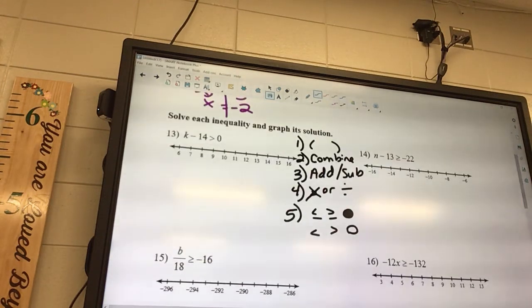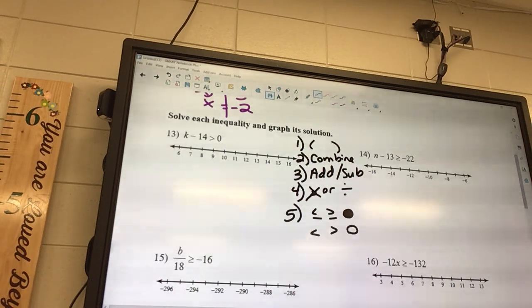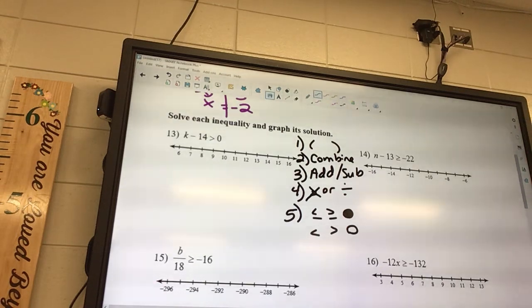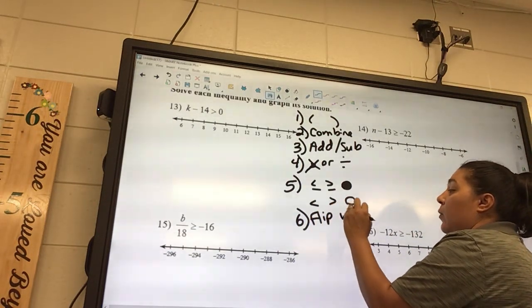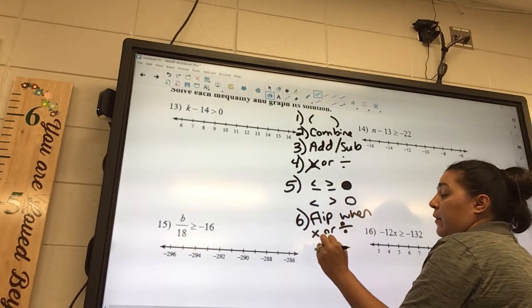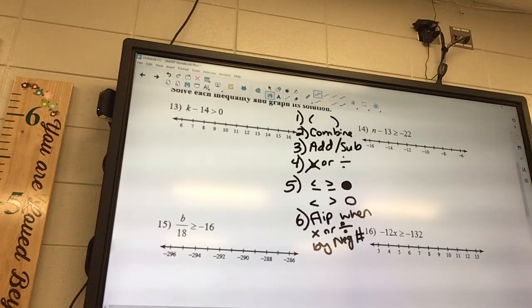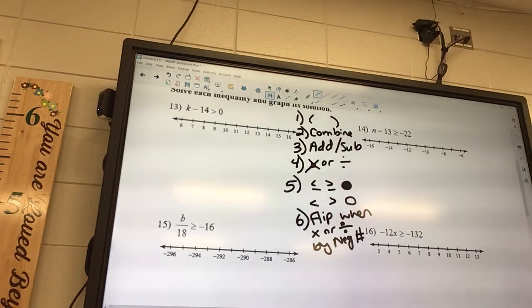Okay, so steps 1 through 4 are exactly the same as what we just did. These ones have an additional step, which is to graph. And so I don't forget, when do we have to flip the sign? Well, you've got divide and multiply. Flip when you multiply or divide by a negative number. That is the one thing that everybody seems to forget, the flipping. So make sure that you have that note on there.